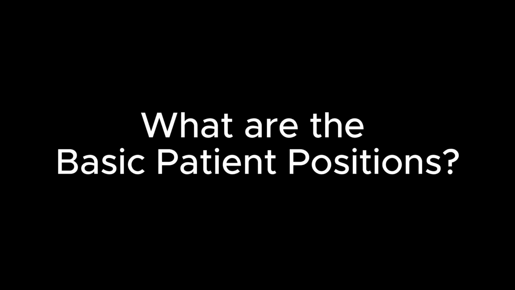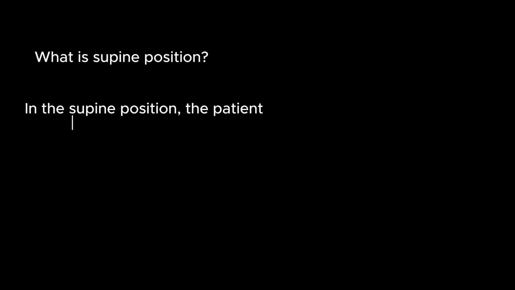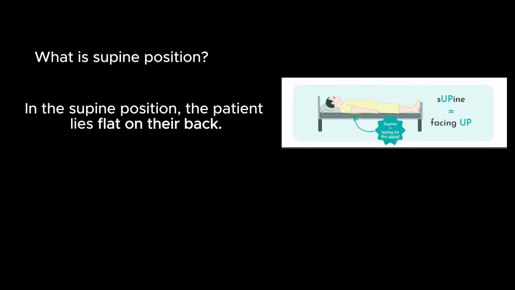Now the question then is, what are the basic positions that are used in nursing? One of the first positions we will talk about is supine position. So what is supine position? In supine position, the patient lies flat on their back. If you look at the image on the screen, you will see that the patient is lying flat on the back. When a patient lies flat on the back, it is referred to as supine.